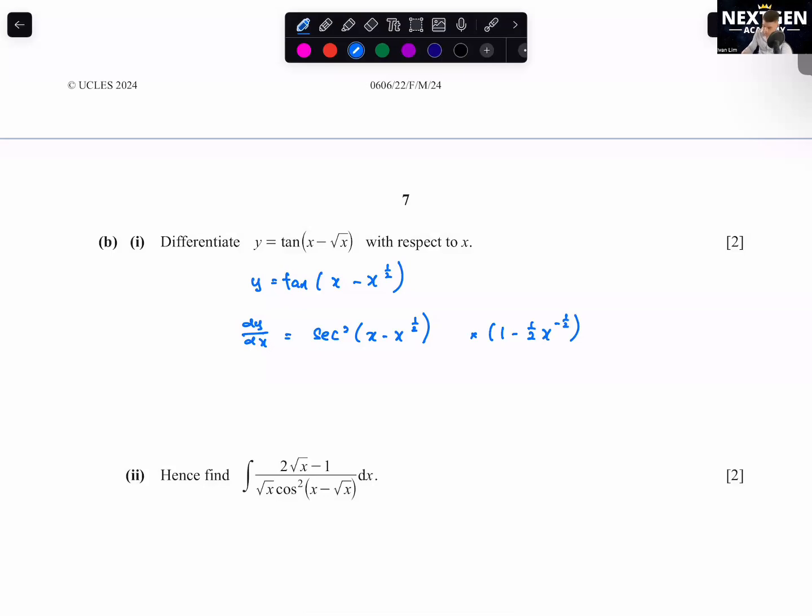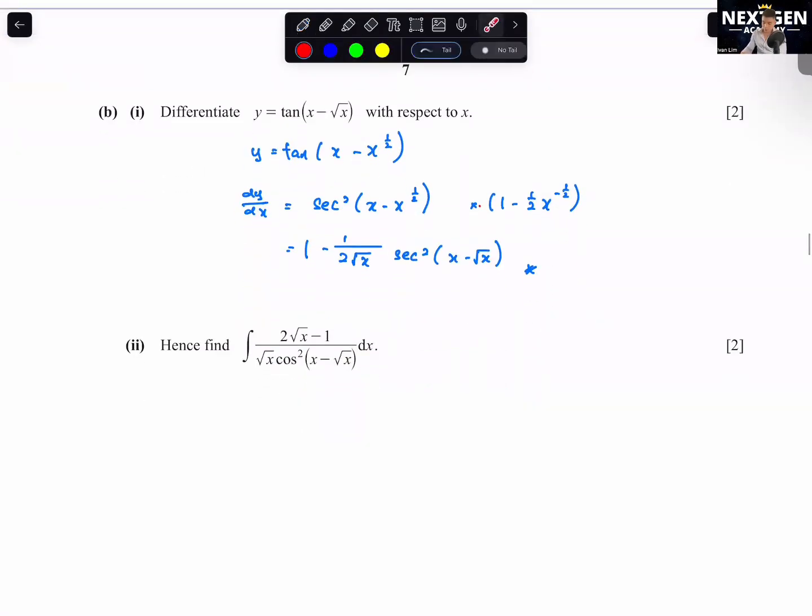I bring this in front because normally we don't want to put it at the back when you have a value. Otherwise, you get confused with it being an angle also. So I bring it in front here and rewrite it as 1 minus 1 over 2 root x, times sec squared of (x minus square root x). Okay, this will be my answer.